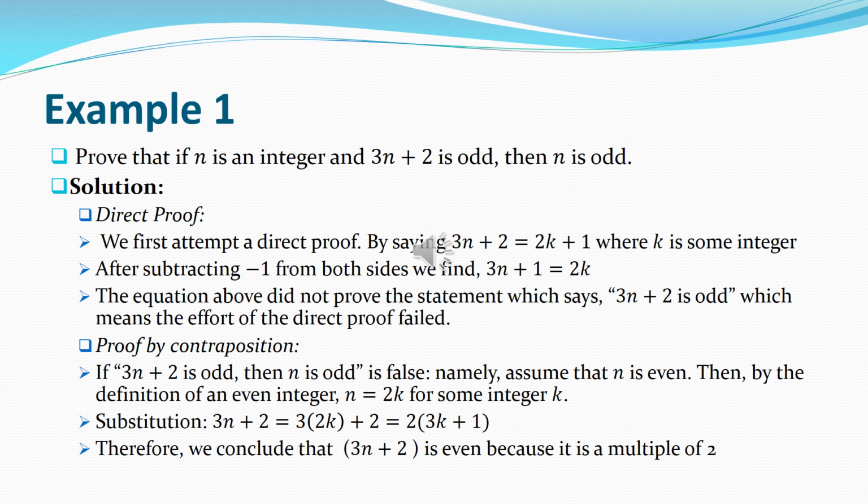The direct proof cannot prove to me that n is an odd number. Now I will use proof by contraposition.